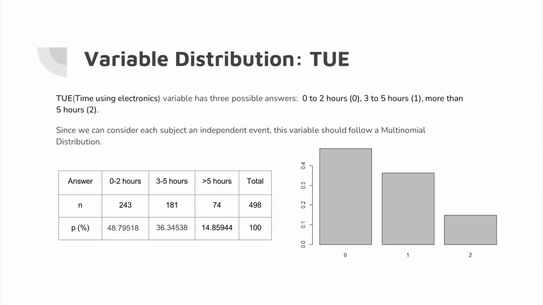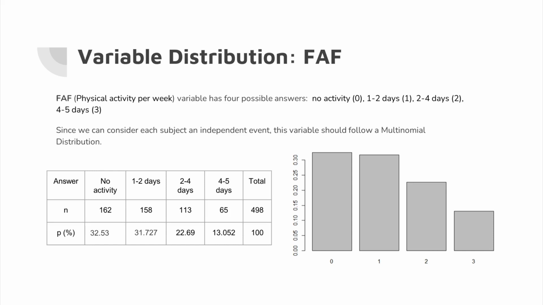Here, we can see a summary and a histogram of the information of our variable time using electronics. Since we have three different outcomes that can be considered independent, this variable should follow a multinomial distribution. And here we have the information regarding our variable physical activity per week. This variable should, as the last one, follow a multinomial distribution as well.